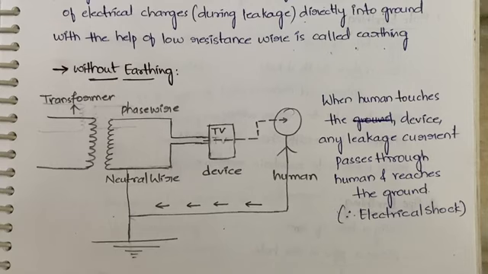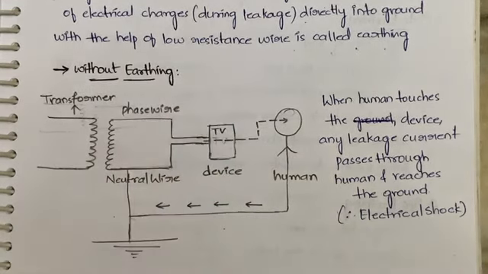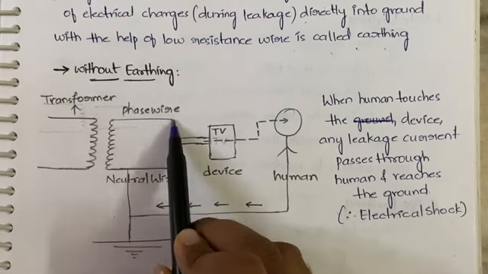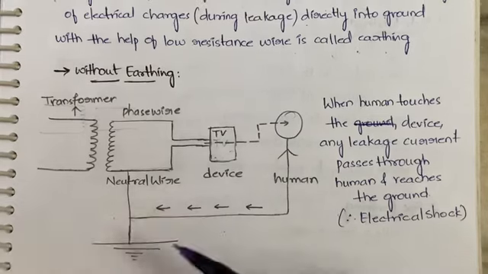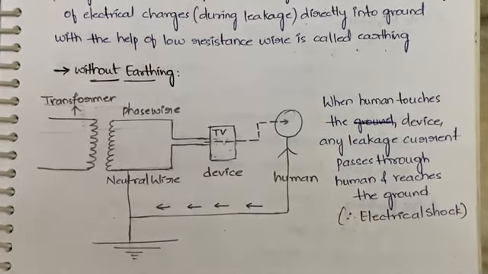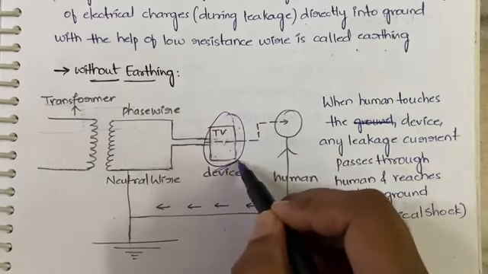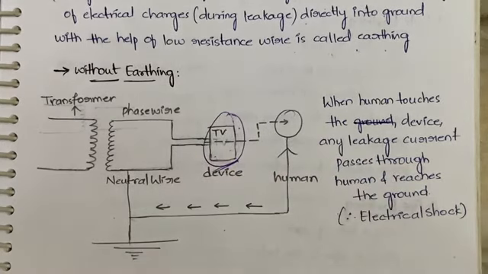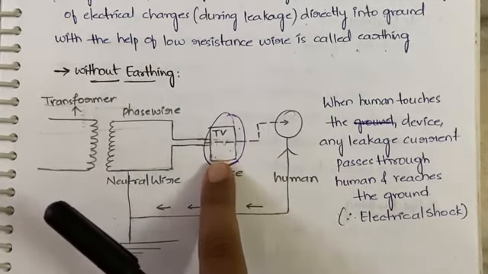That current will be passing through the phase wire. So when it is passing through the phase wire, if there is any leakage, the current will be coming through the phase wire to the television or whatever device it is, TV, laptop, computer, whatever. The current will be coming into this device, right? Suppose there is any leakage at this device, that leakage will pass through the human and come to the ground, because the device is nowhere connected to the ground, right?